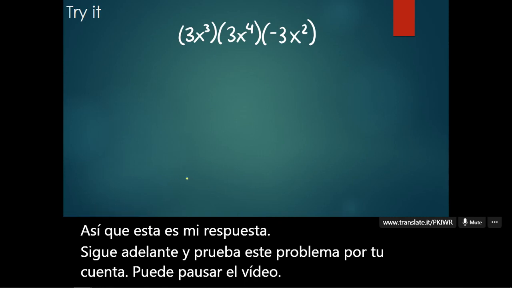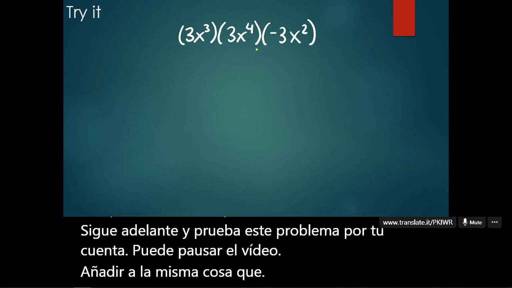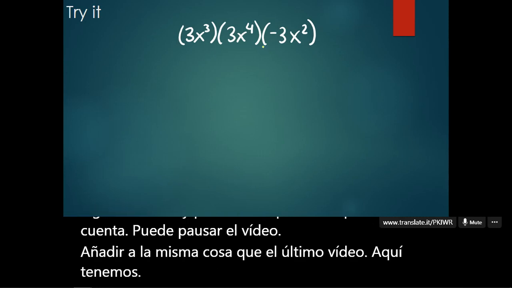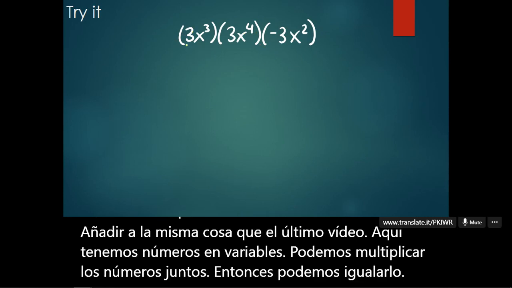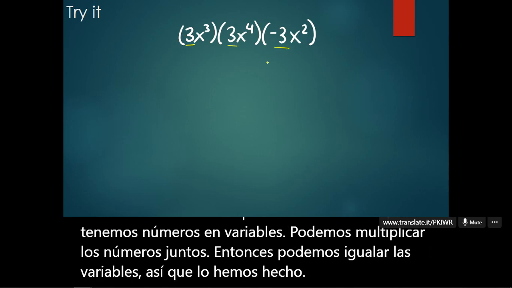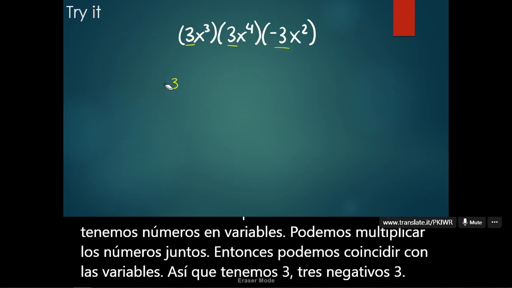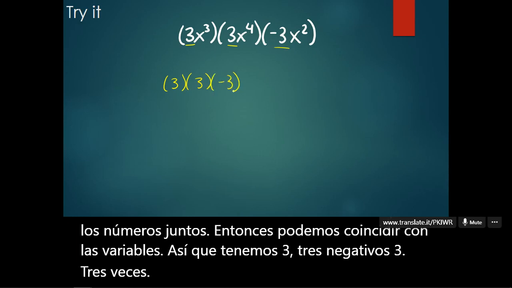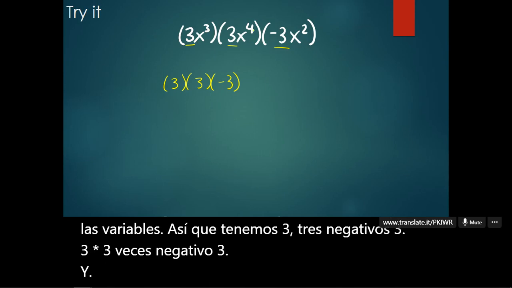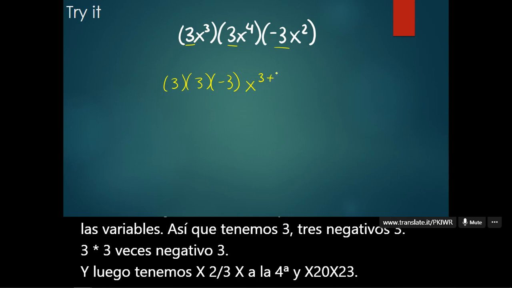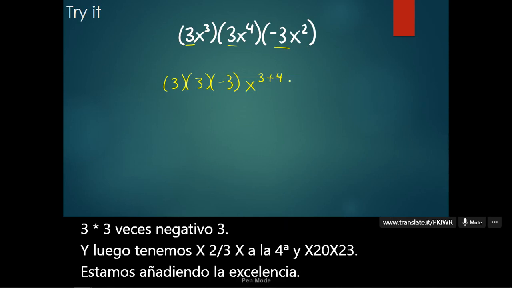All right, so the same thing as the last video. Here we have numbers and variables. We can multiply the numbers together, and we can match the variables. So we have 3, 3, and negative 3. 3 times 3 times negative 3. And then we have x to the 3rd, x to the 4th, and x to the 2. So x to the 3, we're adding the exponents, plus 4 plus 2.